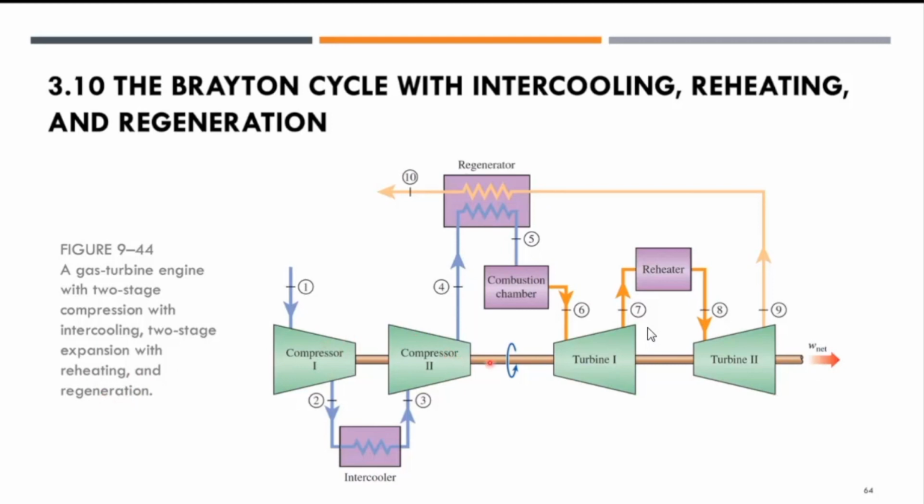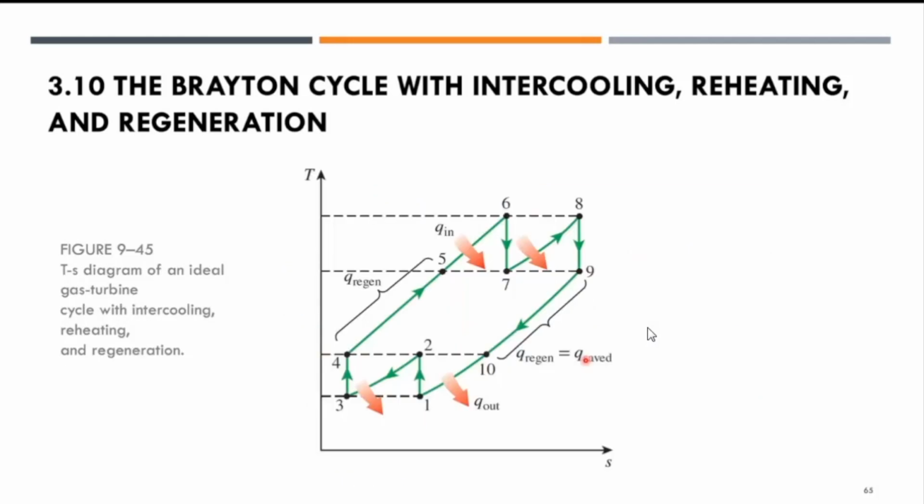So after the turbine you have the reheater, another turbine, and then you have the regenerator to increase the thermal efficiency before the air goes back to the combustion chamber and the turbine. As you can see, it is more complex now. This is figure 9.45, the T-S diagram.